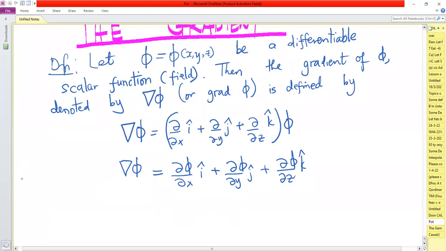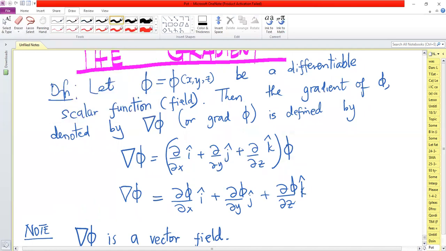So note that gradient of phi is a vector, or simply a vector quantity. So once we have defined the gradient of phi, let's do some examples.